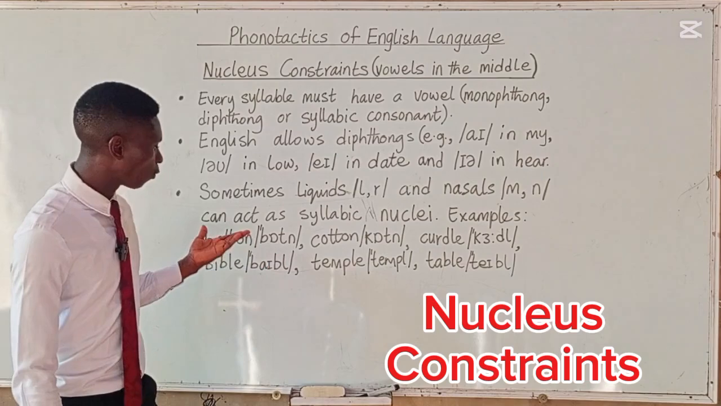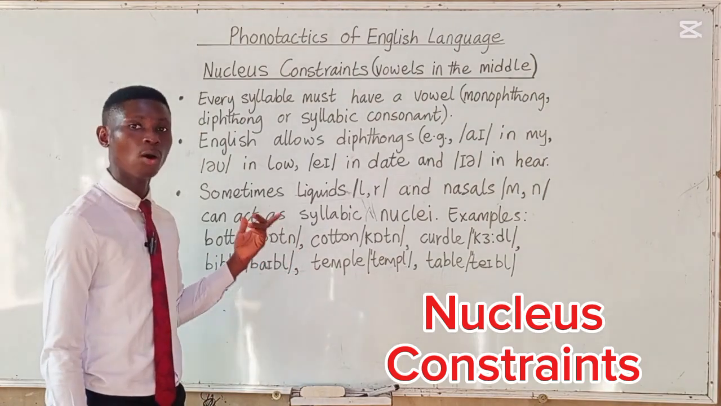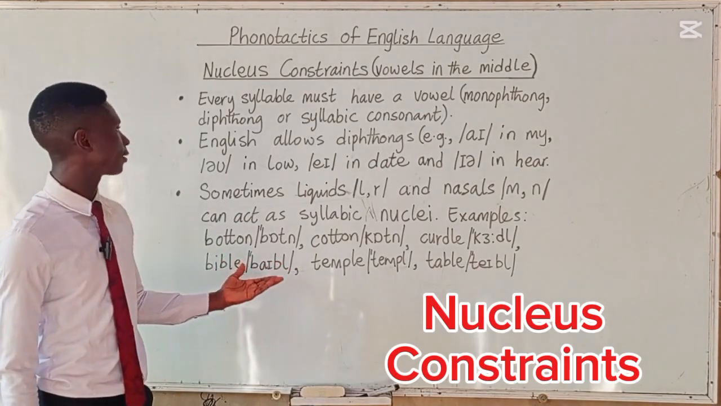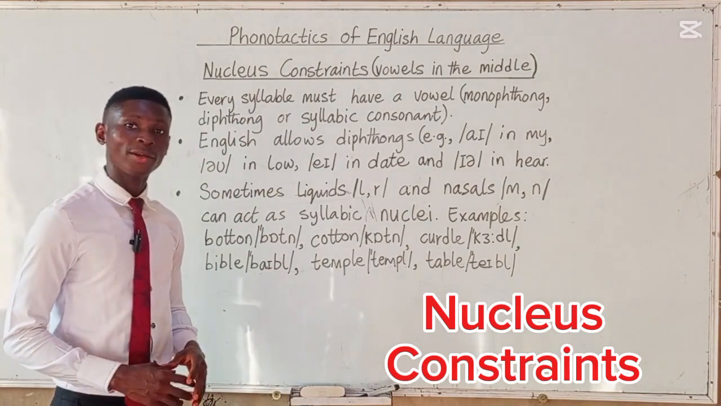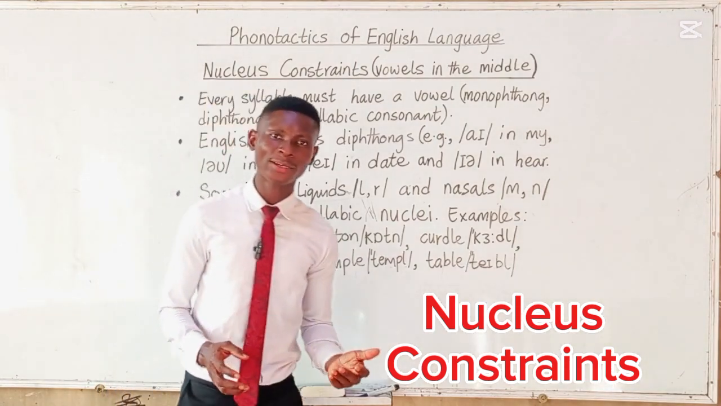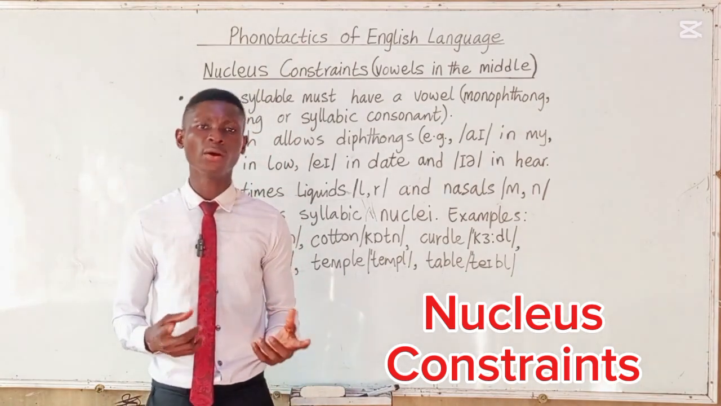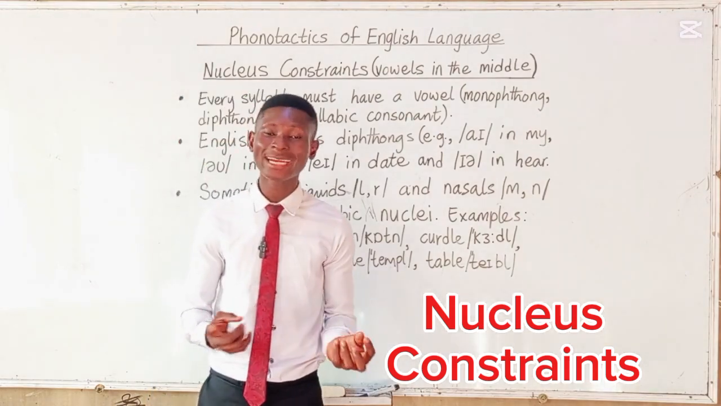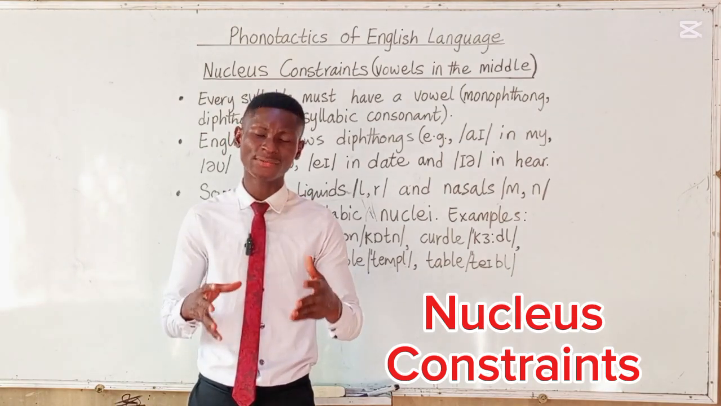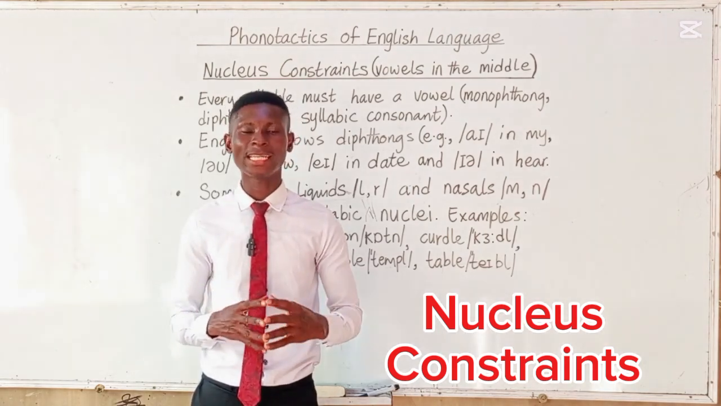So note where we can have a syllabic consonant. It's where we have the nasal sound or the liquid sound at the end. Take note of this. So these are the constraints or the restrictions as far as the nucleus is concerned. And these fall under the overall subject matter of phonotactics of English language, which has to do with the rules governing the arrangement or the combination of sounds in English language.